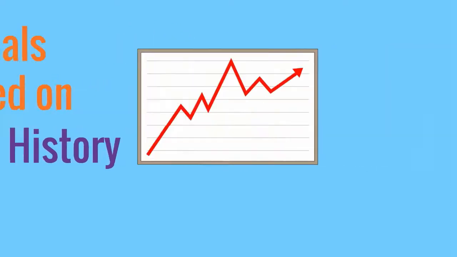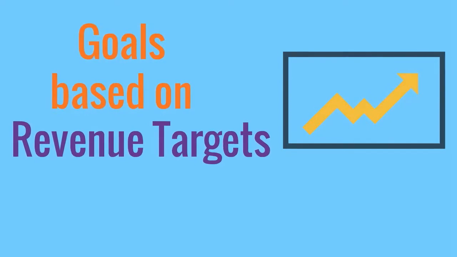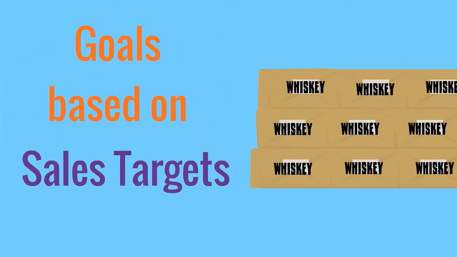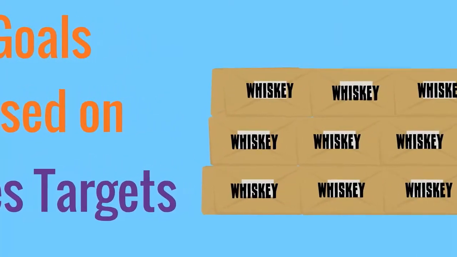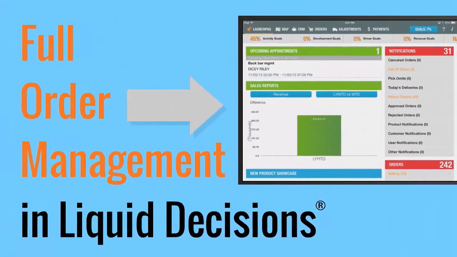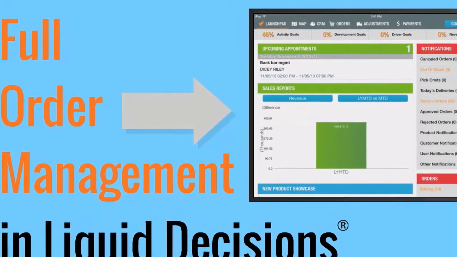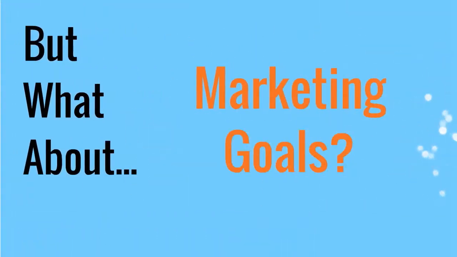We can have goals that are automatically measured by Liquid Decisions because they're some sort of a quantity goal, such as you have to reach this revenue target, or you have to sell so many cases of this particular whiskey. If you achieve those goals, we know you have achieved those goals because we have full order management built into Liquid Decisions.